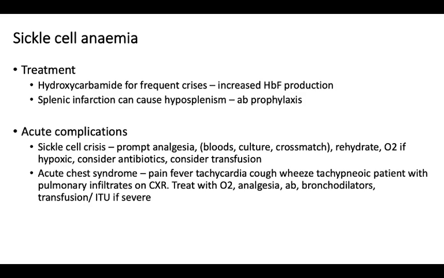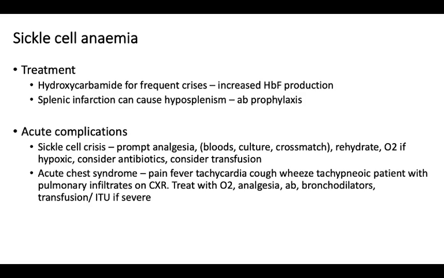The other way in which sickle cell anemia can present with a complication is through acute chest syndrome. In this, patients can still have a lot of pain, but they also present with more respiratory symptoms, such as a cough, wheeze, tachypnea. They might also have a fever and a tachycardia. And when you do a chest x-ray, you will then see a lot of pulmonary infiltrates.